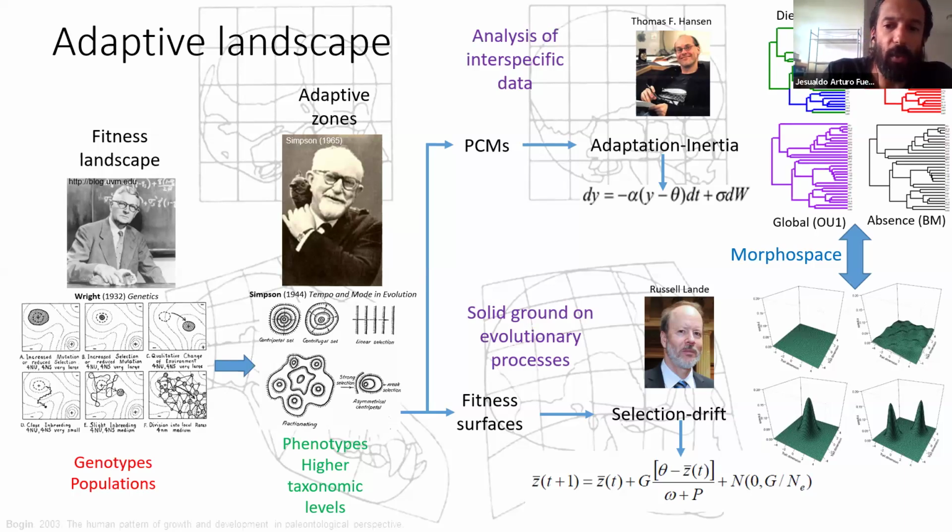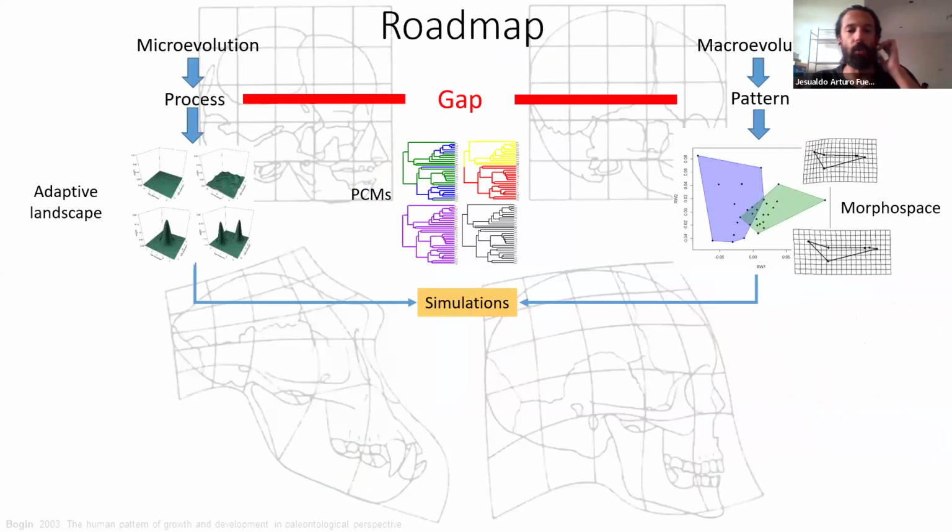So the idea is that if we can find a way to merge those two approaches for the study of the morphospace, we have an opportunity to fill the gap between micro and macroevolution in the study of the morphospace. And this is what we wanted to do here. We did that through simulations. Basically, the idea is to simulate data in the morphospace based on the fitness surfaces of Lande, and then test if those surfaces could be recovered with comparative methods using the specific models.